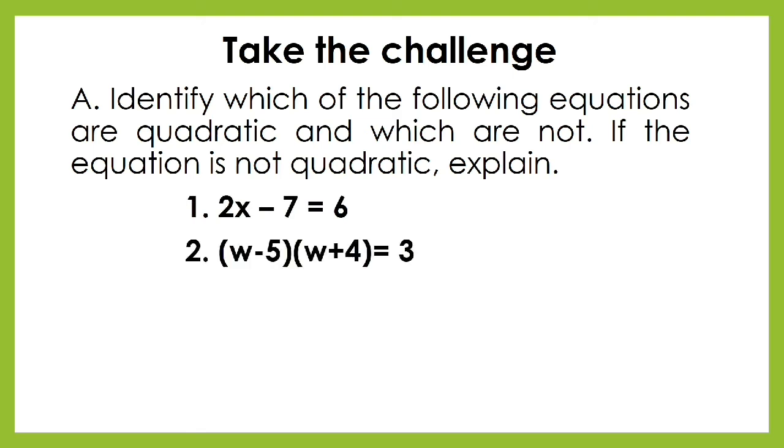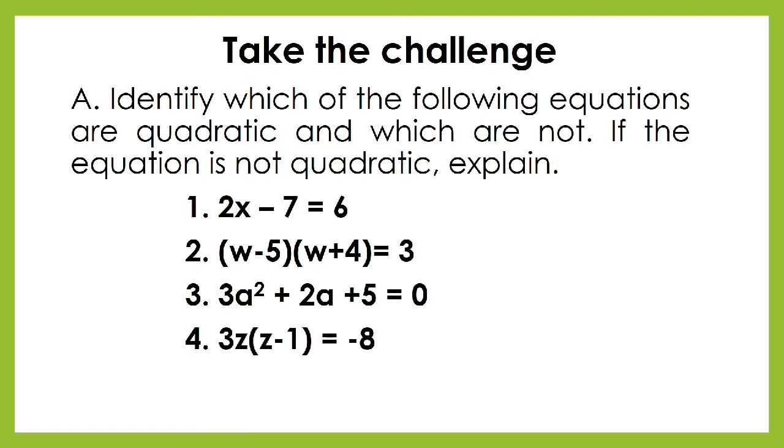Number 2, w minus 5 times w plus 4 equals 3. Number 3, 3a squared plus 2a plus 5 equals 0. Number 4, 3z times z minus 1 equals negative 8. And number 5, y squared plus 2y cubed minus 9 equals 0.